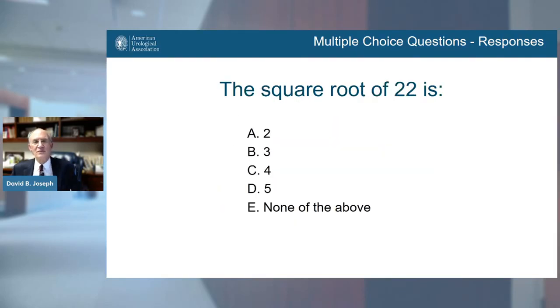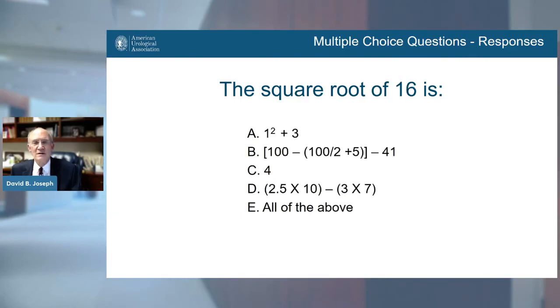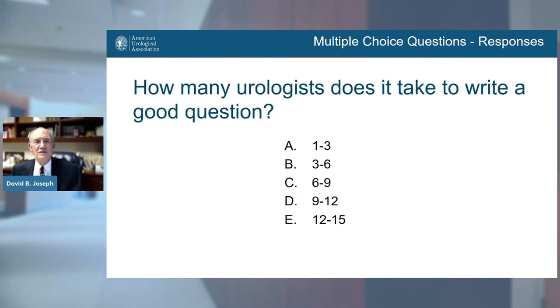So I'm going to go through 3 questions here, and I would like you to determine what the answer is, and then we're going to review them. So the square root of 22 is, next question, the square root of 16 is, and the final question, how many urologists does it take to write a good question?